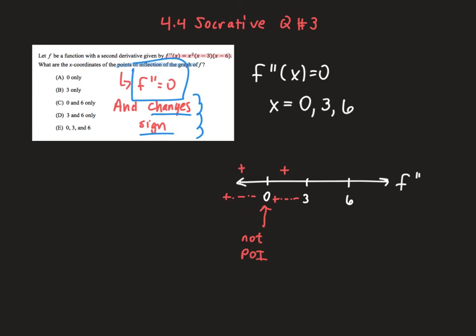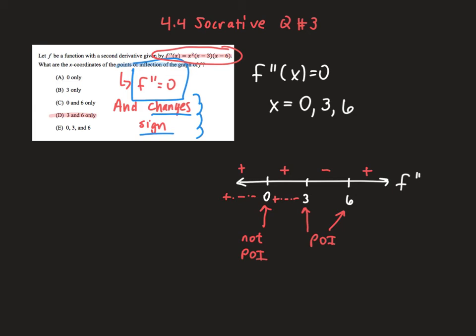When I pick a number in between the 3 and the 6, like a 4, and I run it through my f double prime, I get a negative value. And when I pick a number greater than 6 and do the same thing, I'm going to get a positive. What I see is that I do undergo a sign change at the 3 and at the 6. At 3, f double prime goes positive to negative, and across the 6, f double prime goes negative to positive. That indicates that these truly are points of inflection. That's enough for me to identify D as my correct answer. My points of inflection are 3 and 6 only.